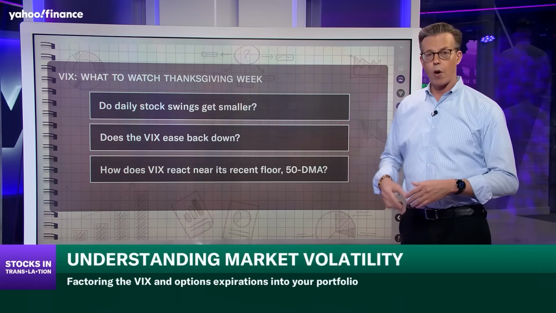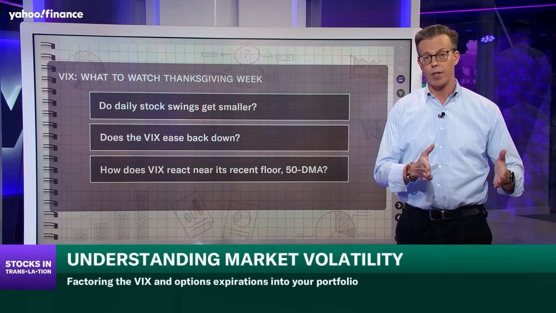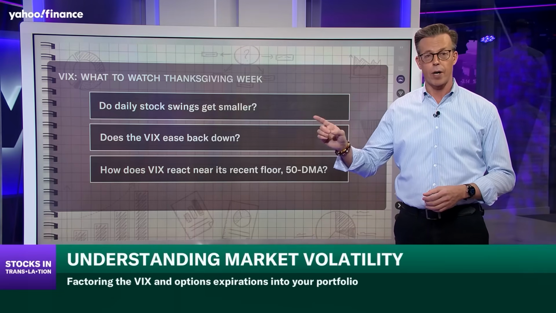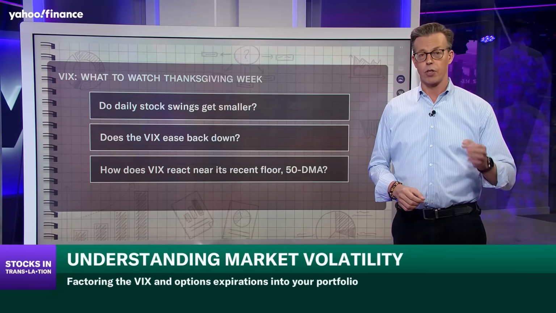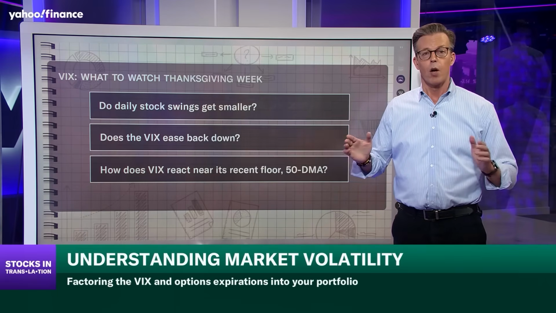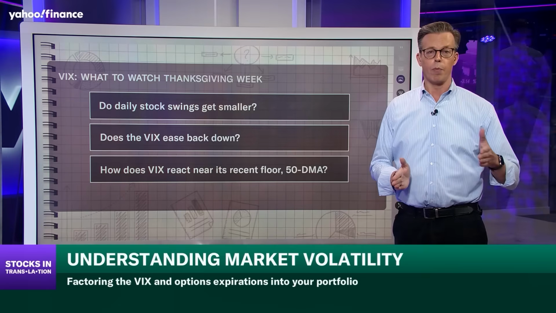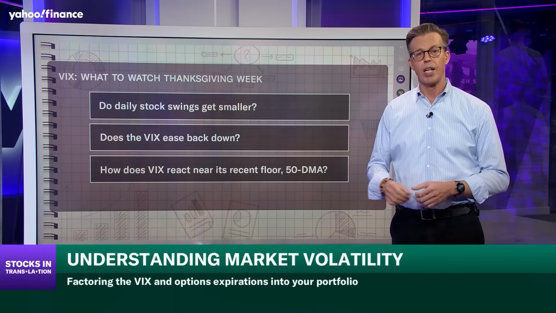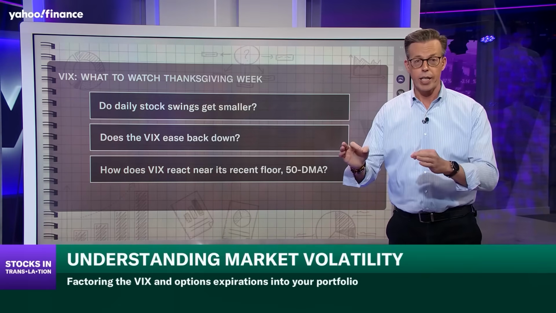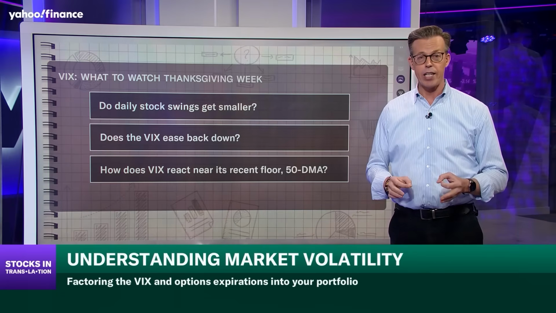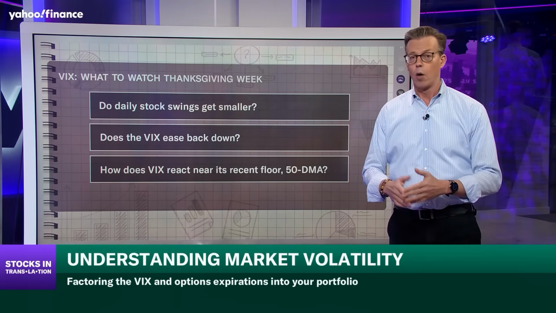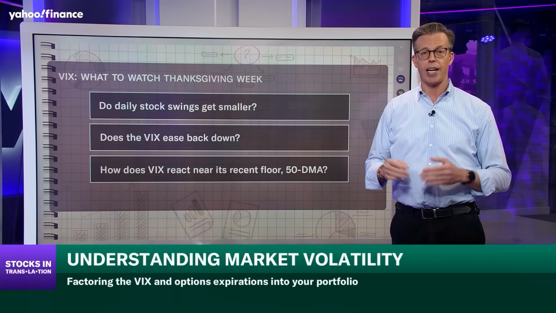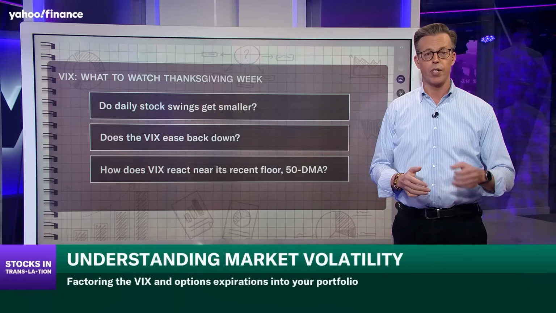So how do we use all of this heading into Thanksgiving week? First, we want to watch the market weather patterns and what they actually are. Do daily stock swings start to shrink, or do they stay big? That tells you whether the storms are moving out or still rolling through. Then you've got to watch the weather forecast. Does the VIX itself ease back down? That suggests that demand for protection is fading. Or does the VIX stay high, which shows that higher demand for protection by Wall Street is there?